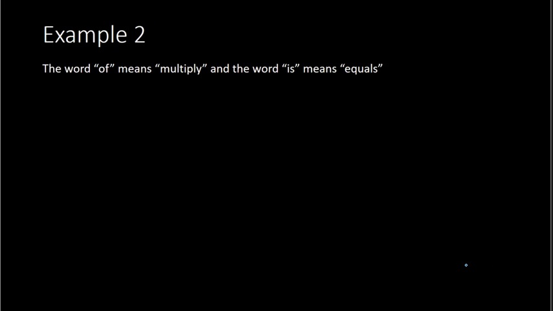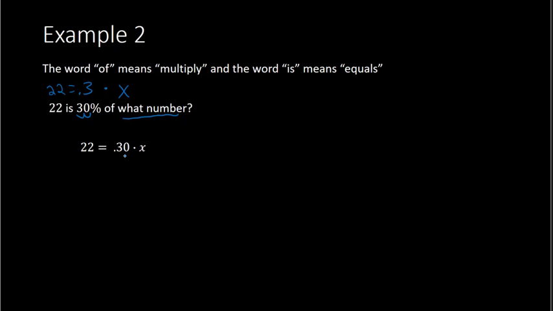For example 2, once again, remember that the word "of" means multiply and the word "is" means equals. So here we have 22 is 30% of what number? We just translate this word by word into math notation. We have 22, and is means equals. 30%, we'll convert that to a decimal, so move the decimal over 2 places. That becomes 0.3. Then of means multiply. And what number is your unknown, that will be our x. So we have 22 equals 0.3 times x.